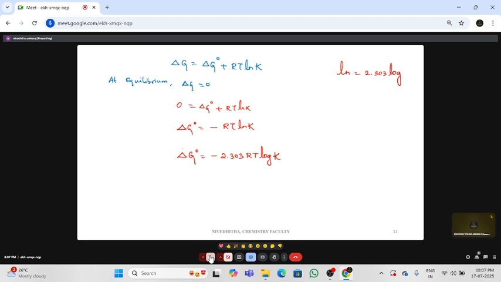Could you please tell me what this K represents? What does this capital K represent? Of course, it is the equilibrium constant, because here we are talking about an equilibrium reaction, right? So this K is nothing but your equilibrium constant. It can be Kc or Kp, but it is the equilibrium constant. You're getting my point? Any doubt?